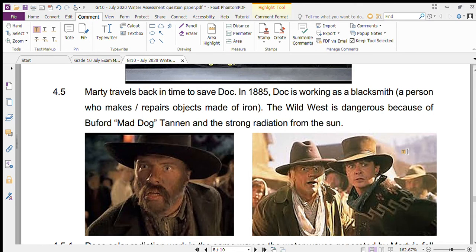Yes, it's true. The Wild West is dangerous because of Buford Mad Dog Tannen and the strong radiation from the sun. So just by reading this little blurb, you would see what is my key takeaway there, radiation. So I would have this as a scaffold effect. It's like getting your brain ready for the next section. Radiation is where we're going now.